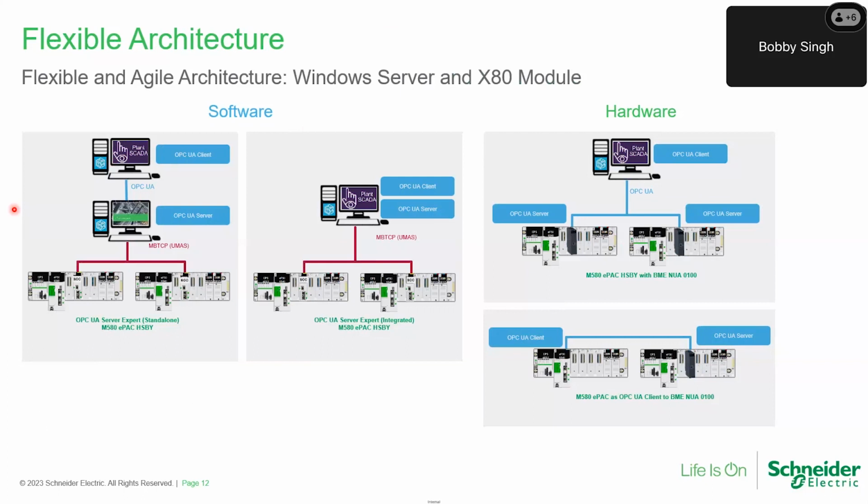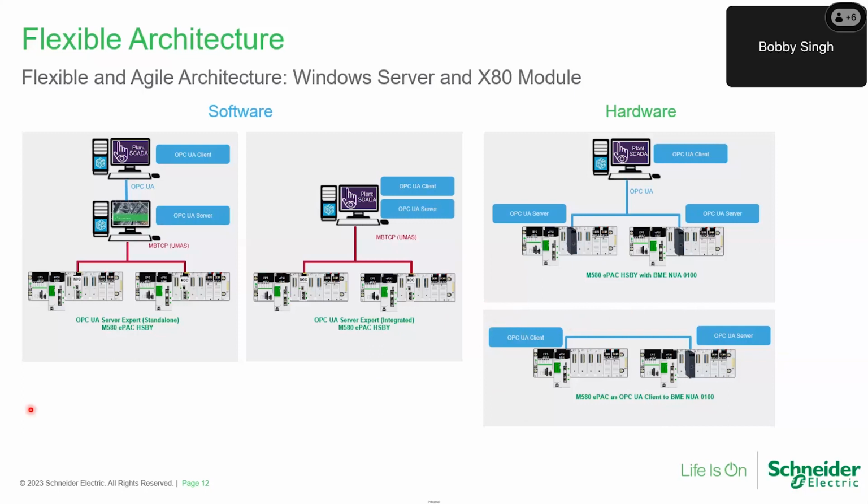With Schneider OPC UA solutions, you are able to have flexibility with your architecture. We have a software solution called EcoStruxure OPC UA Server Expert that lets you run the OPC UA server on a Windows machine. And then we also have an in-rack hardware solution that allows you to have the OPC UA server right next to M580. And also recently we introduced new OPC UA client capability for M580 via function blocks that Dave will demonstrate later on in our presentation today.